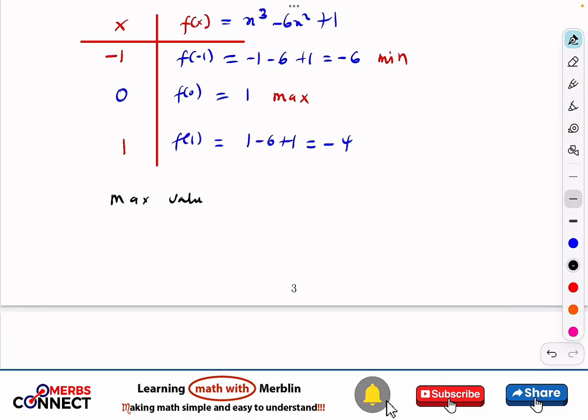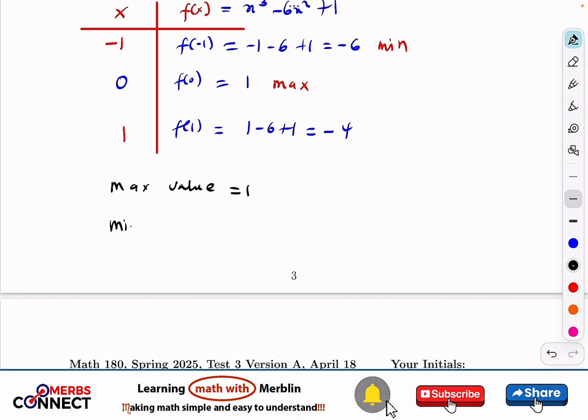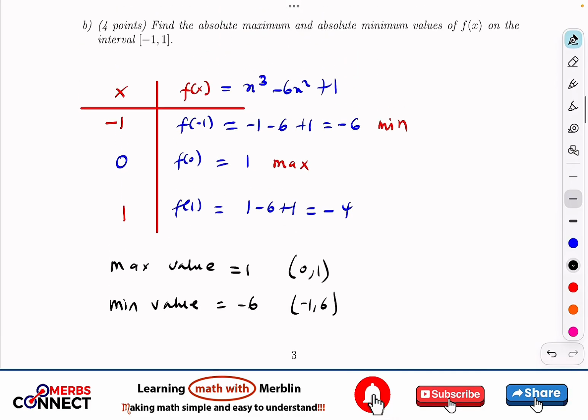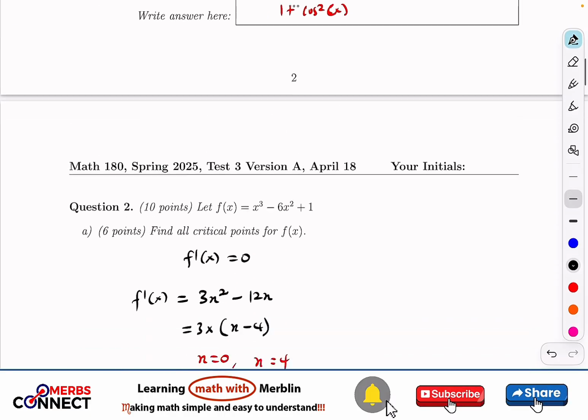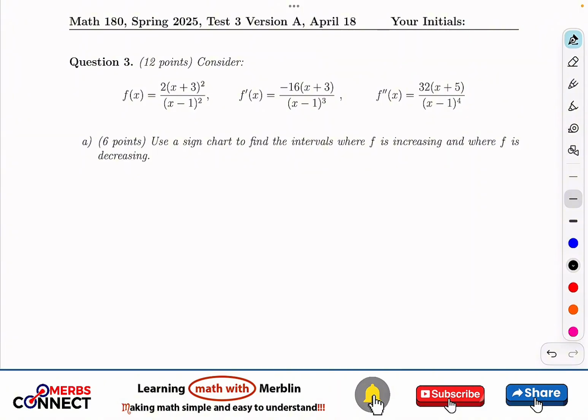Good. So we can see that the max value is equal to 1, and the minimum value is equal to minus 6. Right? Sometimes we can write it in coordinate form, so this one will be (0, 1), and this one will be (minus 1, minus 6). Yeah, it's also correct. Now let's look at question 3.